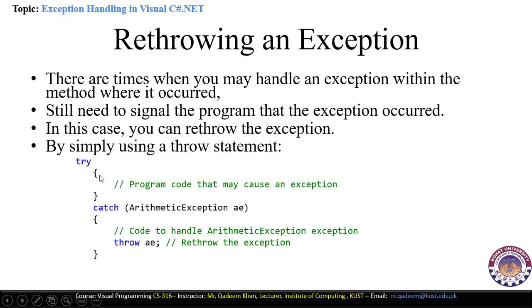For example, this is the try-catch statement, and here in the try we have certain code, while in the catch there is the ArithmeticException AE. Then AE will be the exception here, and here we have used the throw statement, throw AE. It will rethrow the exception. That means the exception will occur, and then the exception will be handled, but it will also be thrown again here. So if we need some information about the exception, then we throw the exception here.